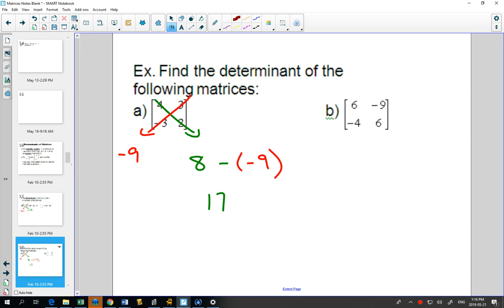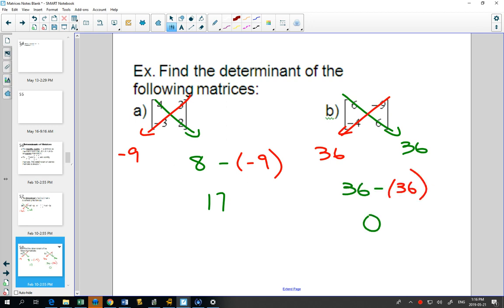And what does that number do? I'm not telling you yet. It will become useful, but for now we'll just figure out how to find determinants. Second one. 6 times 6, 36. -4 times -9, 36. 36, subtract the 36, 0. Is that important? Yes. That tells me something, but it doesn't tell you anything yet.